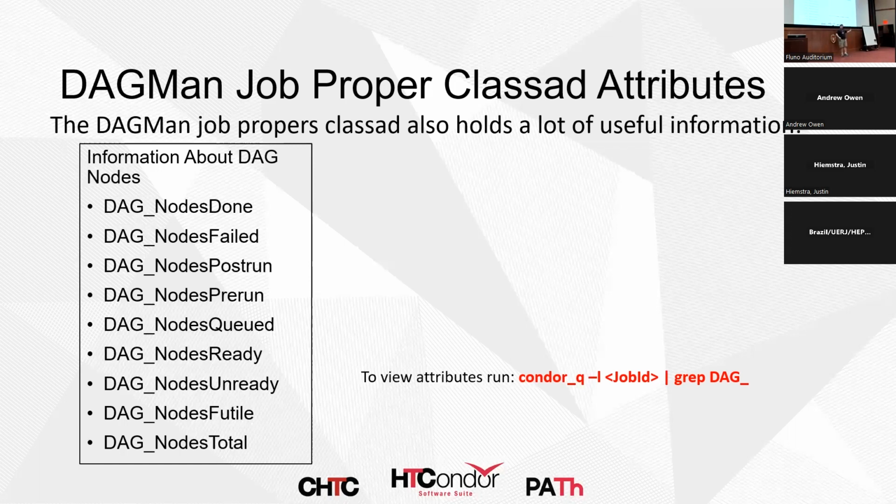It doesn't have to be your direct parents. It could be your node's parents, you know. And then, yeah, the final one is just the total number of nodes. It's kind of nice to know what's going on in your DAG.